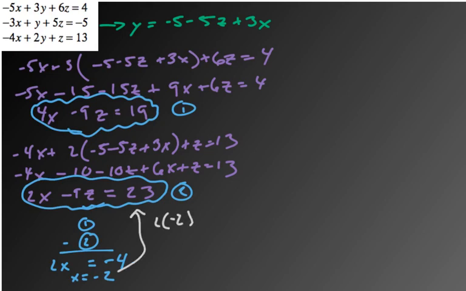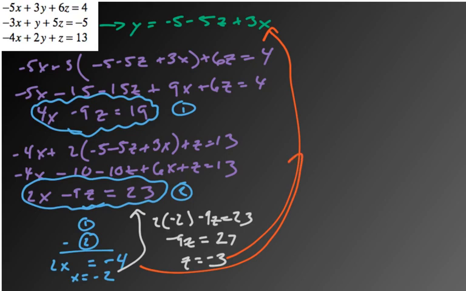So 2 times negative 2 minus 9z equals 23. So then negative 9z equals 23 plus 4, which is 27. So z is negative 3. And then you have to take these two and go back up here. So if you do that, you can get y equals negative 5 minus 5 times negative 3 plus 3 times negative 2. And if you solve all that, you'll get 4.